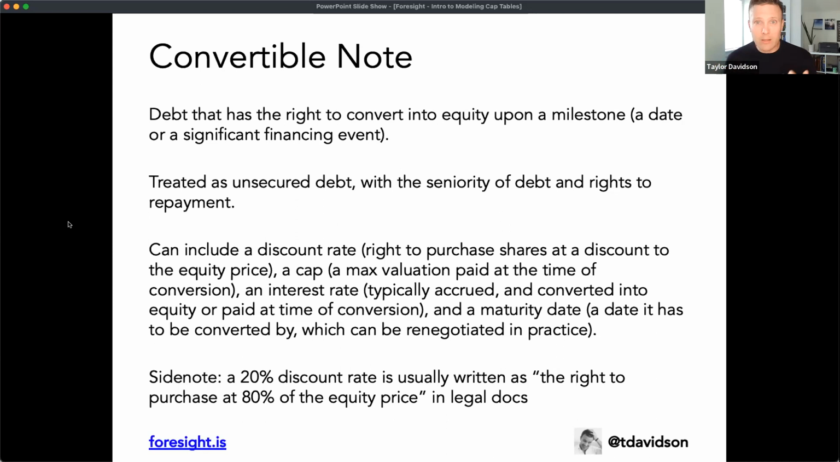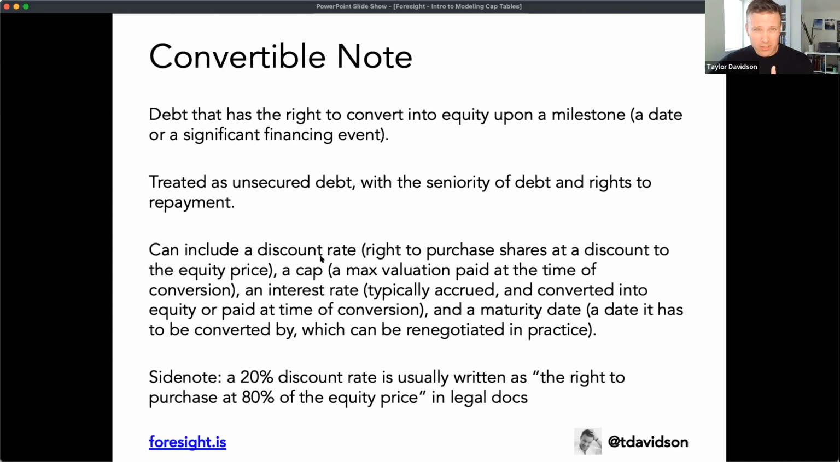And the way of calculating the degree to which they get compensated is usually through a discount rate, basically saying, if the price per share is $1, then I get to buy my shares for less than $1. And that's usually done through either a discount rate or a cap, which is a max valuation of the shares you want to pay. Convertible notes usually have an interest rate, typically accrued over time and not paid, but often convertible into shares of the company as well.